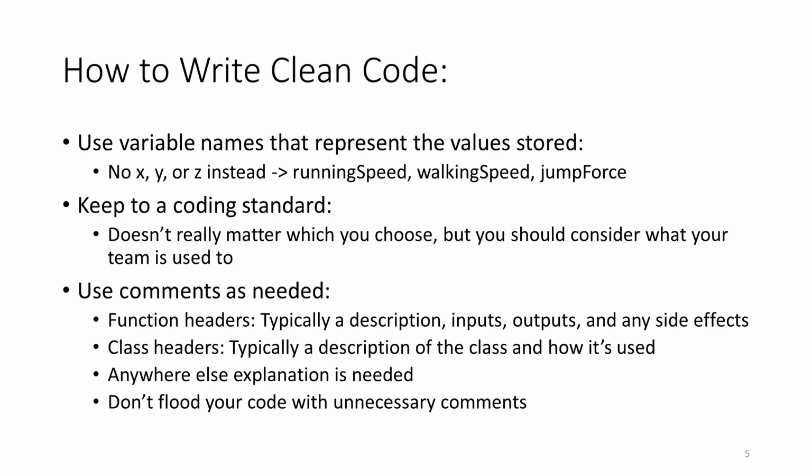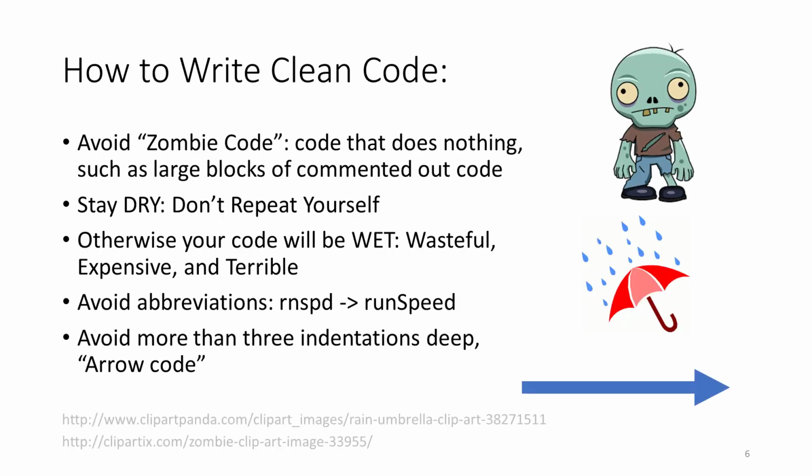Use comments as needed. You might think that adding a bunch of comments makes your code more understandable, but too many comments can make your code more difficult to read and harder to understand. Your code should be self-documenting if your variable names, function names, and class names are descriptive. You should use comments for function headers, class headers, and anywhere else additional explanation is needed. You should avoid flooding your code with unnecessary comments. Avoid zombie code. Code that does nothing but sit around and rot away your integrity as a programmer. Zombie code is most often large blocks of commented out code that gets left behind. When you comment out code to try another solution, you should always clean up after you find what works.